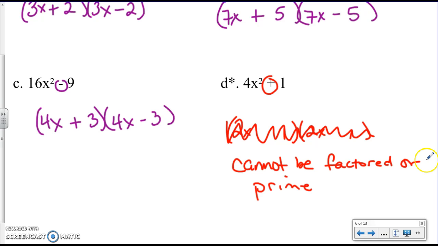Okay, so again, another pattern, difference of two squares. If you have any questions, let me know. We will continue on with X method next.